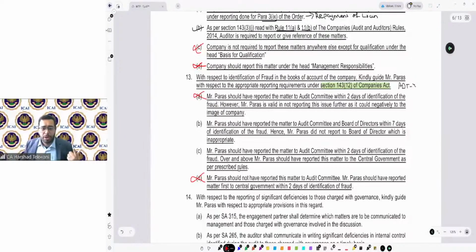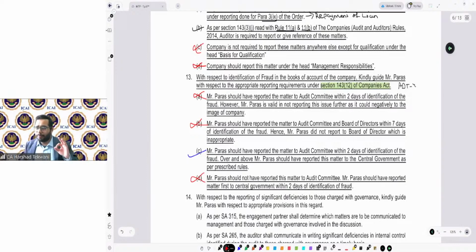B talks about reporting to the audit committee and board of directors. C talks about reporting to the audit committee and then reporting the matter to the central government. Now, if I try to correlate, I can directly say C appears more appropriate. And if you remember the provision, it requires reporting within 2 days. By that, I can conclude without going to the paragraph itself that C is correct and not B. So the matter is required to be reported to the audit committee and then to the central government, which is the correct option.